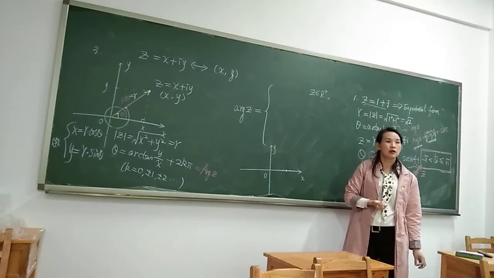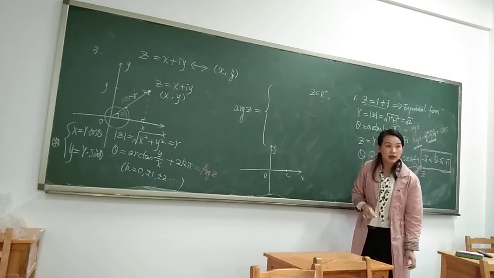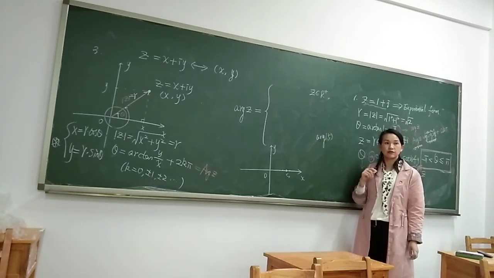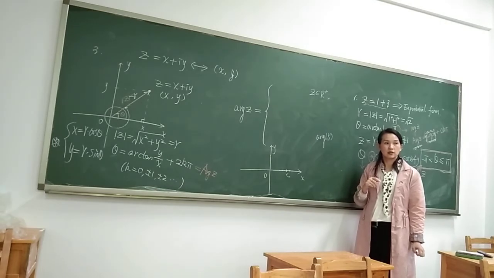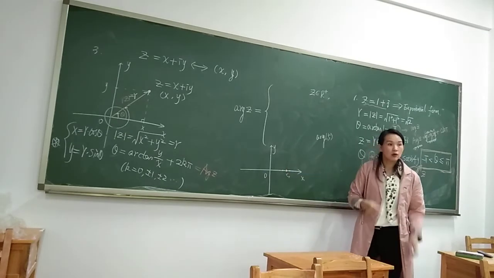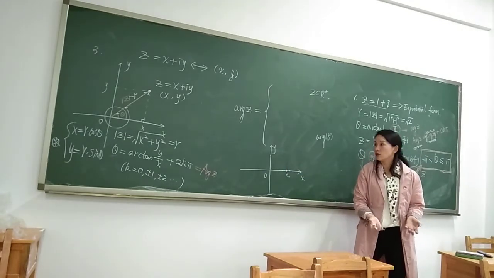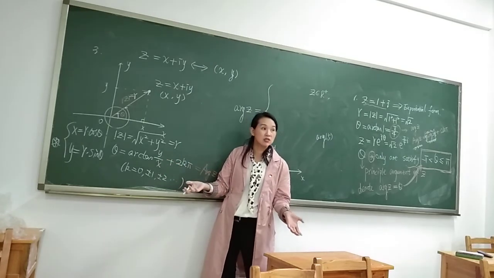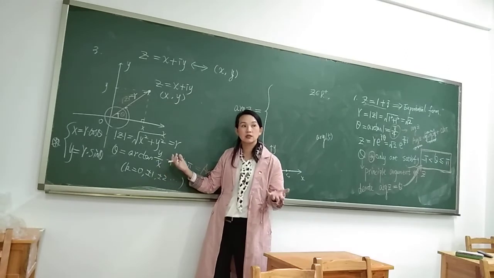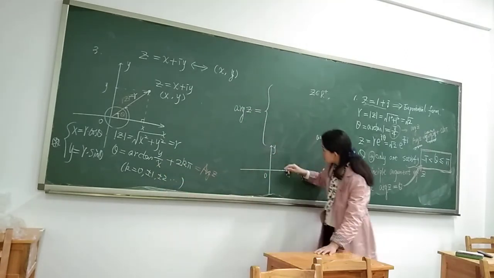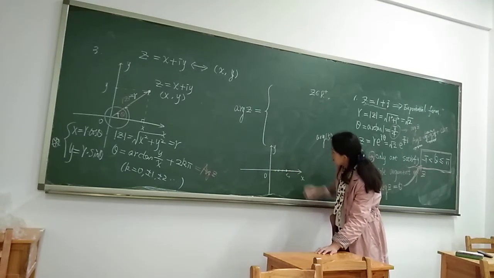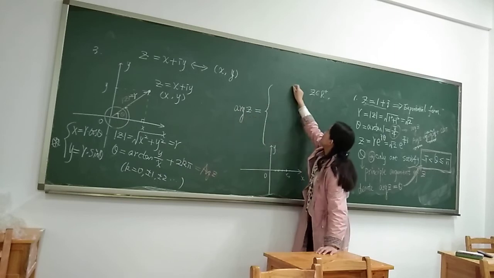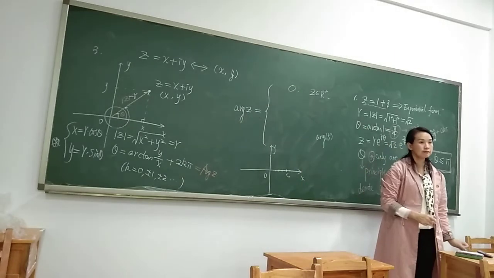For example, if here is 5, I want to know the principal argument of 5. So x is 5, y is 0. So 0 over 5 is also 0, and arctangent 0 is 0. So if Z is on the positive real axis, the principal argument of Z is 0. Any question?